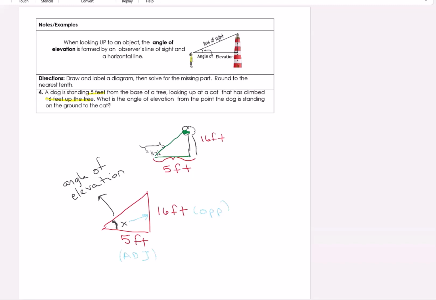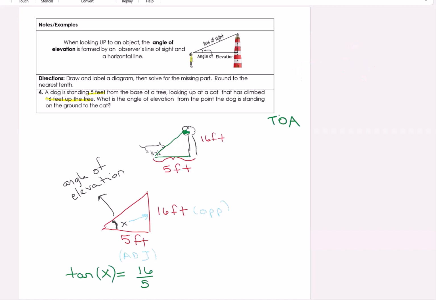And now, since I know I have SOHCAHTOA, TOA is the one I need, because that's tangent equals opposite over adjacent. Therefore, I have the tangent of X is equal to the opposite over the adjacent. And what we need to do is find X, but X is actually inside the function. So I can't just take it out. I can't divide by X.